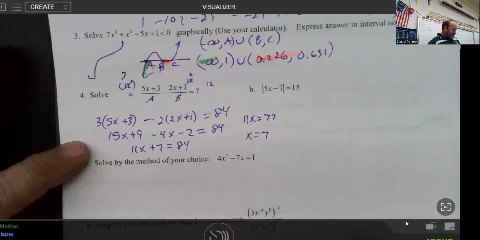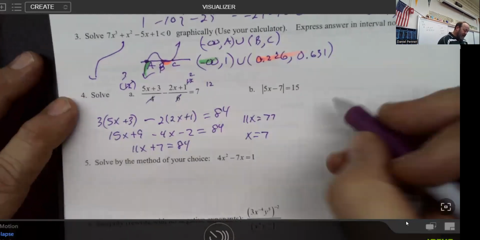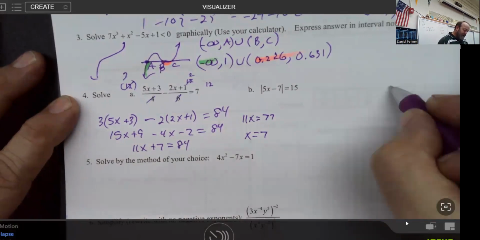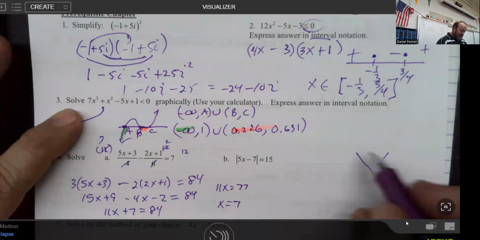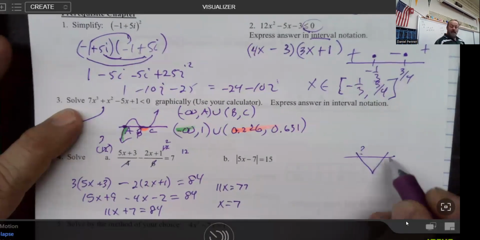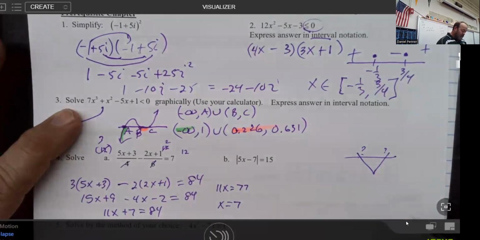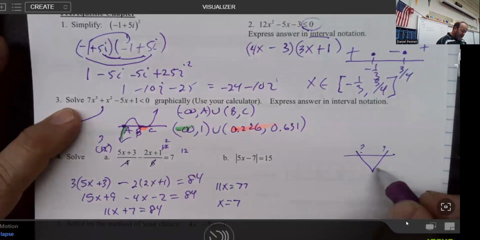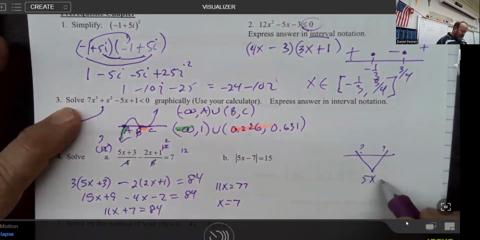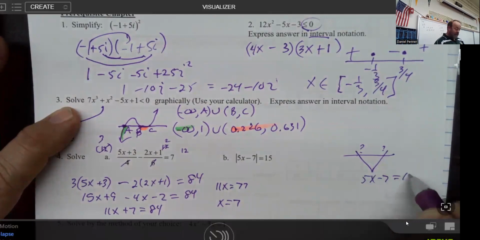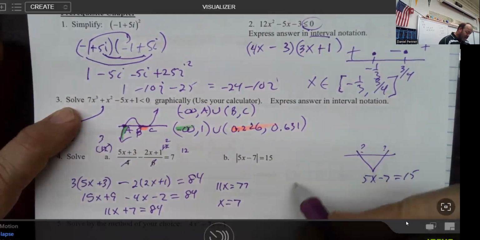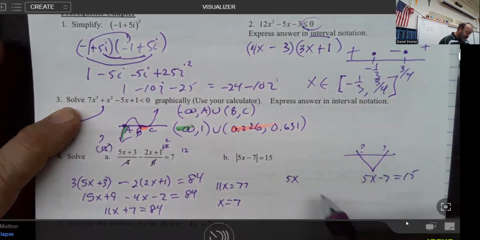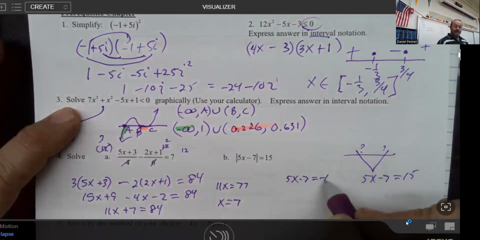Now, for part B on this problem, whenever you have an absolute value, you want to remember that an absolute value is like a V, and I want to know when is that V equal to 15. So there's going to be 2 places like that where that happens. So the one over here is going to happen where 5x minus 7 is positive 15. And keep in mind it had a positive slope. Or the other answer was where 5x minus 7 is negative 15.